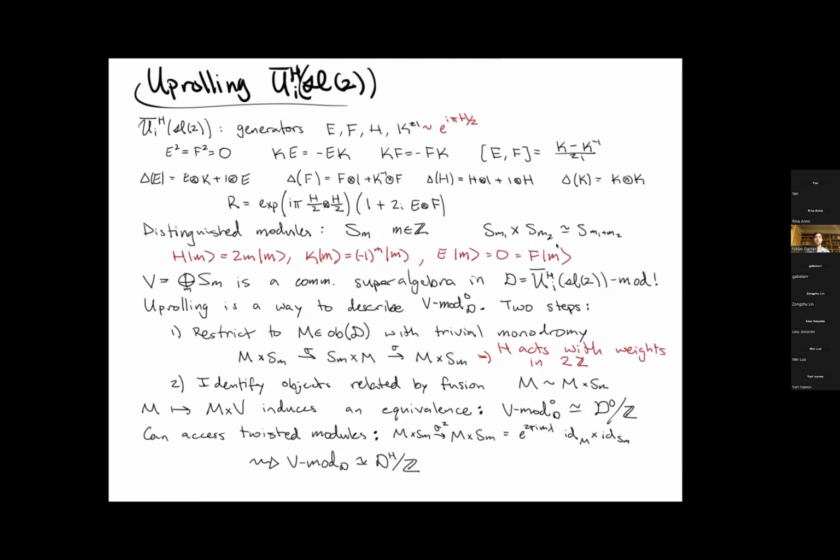Yeah, exactly. Does that answer your question, Jan? Yes, I simply missed that q is a fourth root of one. Okay, great. So q is a fourth root of one. And then we have the usual coproduct and R-matrix associated to q equals i, together with E squared equals zero and F squared equals zero.